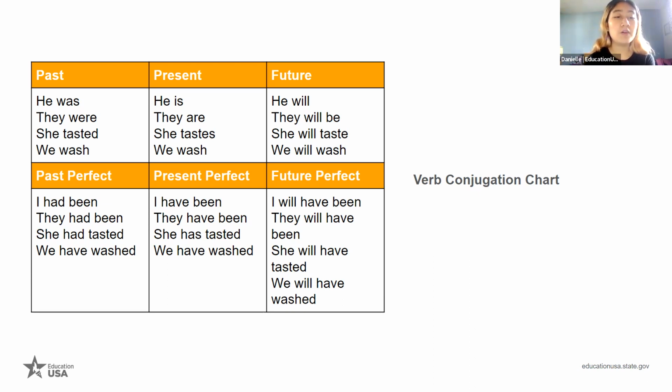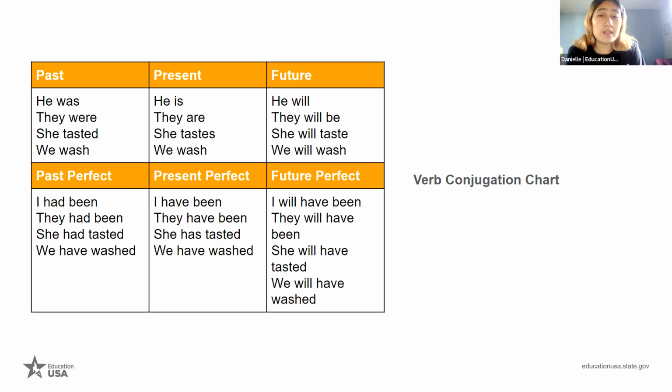In terms of the past perfect, present perfect, and future perfect, okay, you guys have probably noticed that they're kind of different, but some of the elements stay the same. So let's do the present perfect first. I have been, they have been, she has tasted, we have washed. So it's implying you've been doing something and are actively doing it. Meanwhile, with the present, you're just doing it, and there's no continuation, more so with the present perfect. So have been, you did it sometime back here and you've continued doing it.